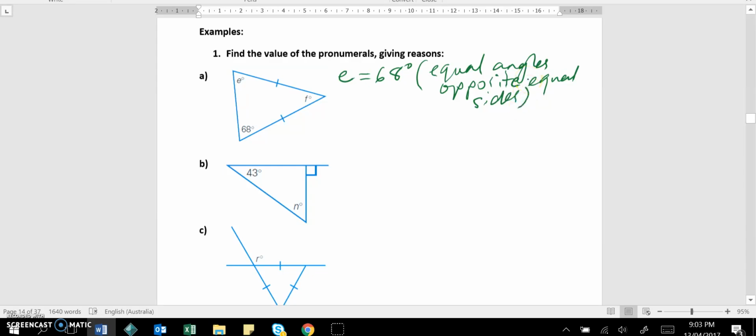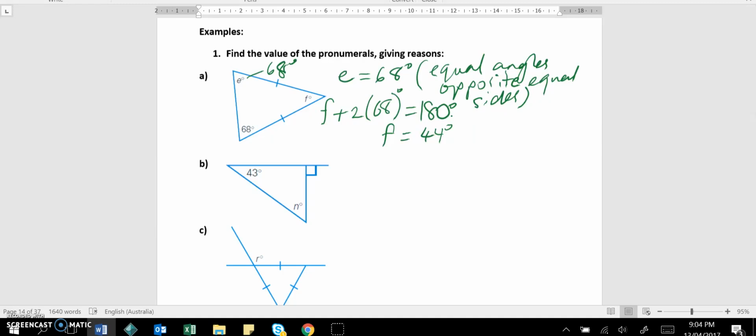That's the first thing. And so if I know this angle here is now 68 degrees, then I can work out angle F using the angle sum of a triangle rule. So I can write down that F plus 2 lots of 68 equals 180. And that will give me F being equal to 44 degrees when you subtract the 2 lots of 68 from both sides. Okay, so that's question A.